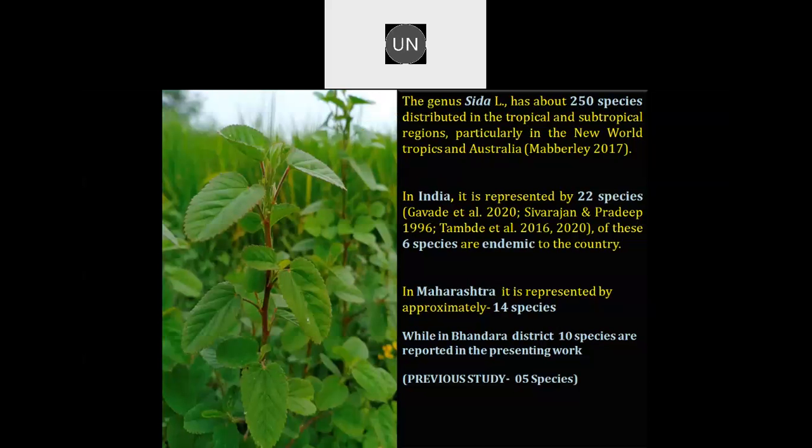After that, I went through the references and the available literature, and found that there is a lack of attention, or least concern, for the species of Sida throughout Bhandara district. This first slide represents the status of Sida throughout the world. There are 250 species distributed in tropical and subtropical regions, particularly in the New World tropics and Australia.